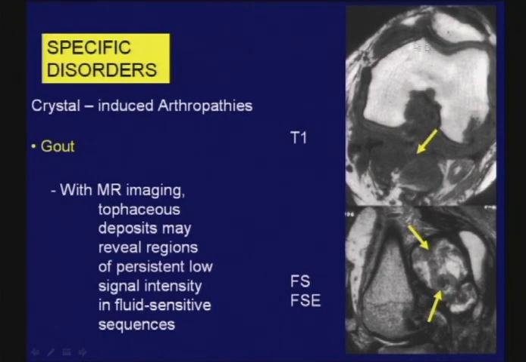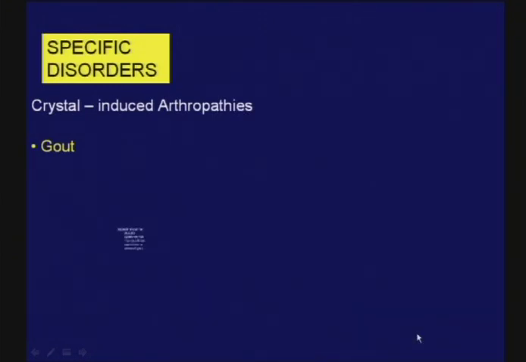This is widespread gout with involvement of the knee with a large mass behind the knee, which on a fluid-sensitive sequence has complex signal intensity, areas of low signal mixed with areas of high signal. So gout would certainly be a diagnosis to consider. It's not the only manifestation that we see.